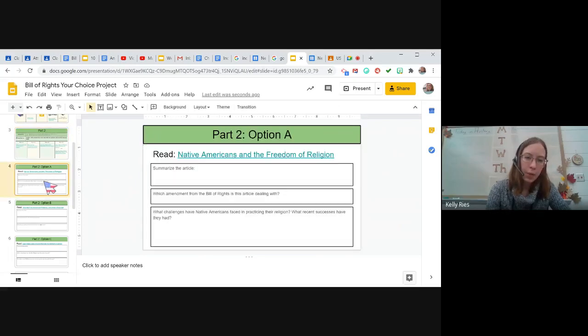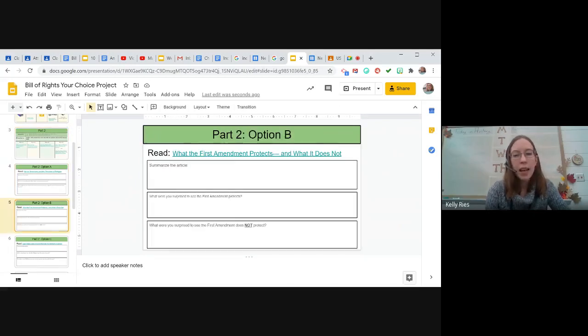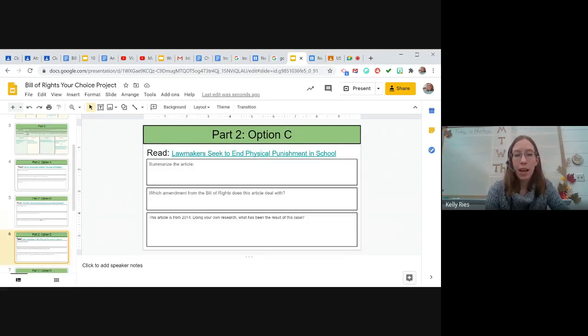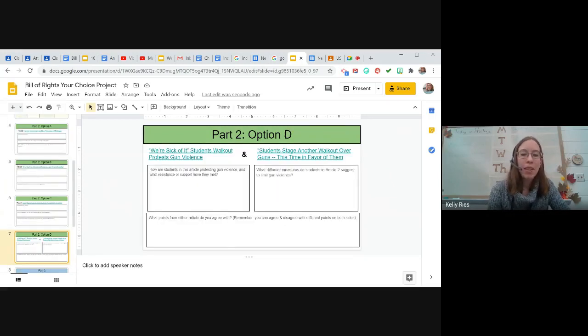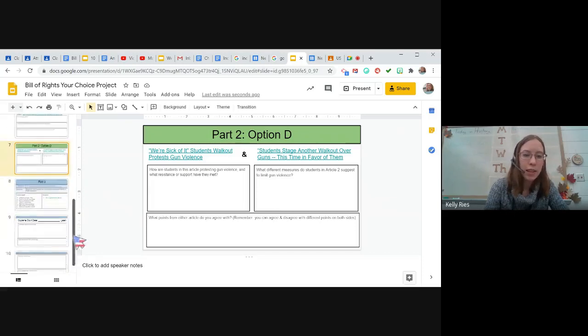The first one deals with Native Americans and religion. The second one deals with the First Amendment and what it protects and what it does not protect. The third one deals with physical punishment in schools and one of the amendments that it deals with. And the last one is about the use of firearms and protests surrounding that. This one is actually 2 separate articles that look at the topic from 2 different perspectives. So those are your options for part 2 of the project.